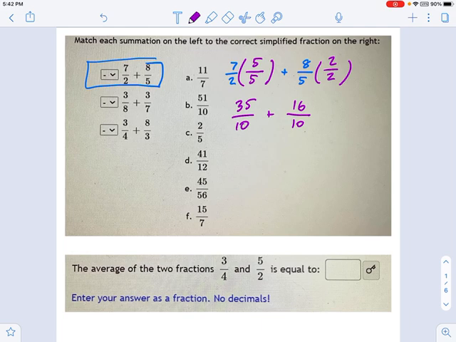So now look, we have those common denominators we want. 35 tenths plus 16 tenths. Well, how many tenths do you have? You just have 35 plus 16 of them. That is, I think, 51 tenths. There we go, 51 tenths. So there's our answer. Okay, B.